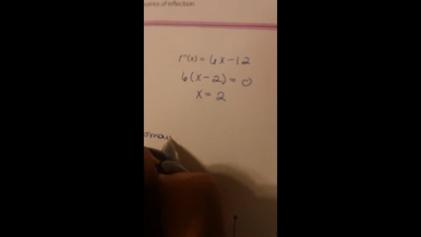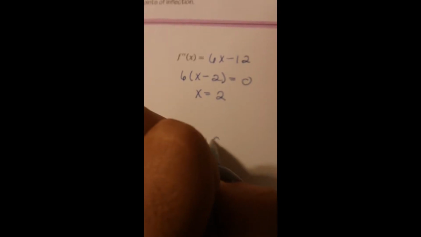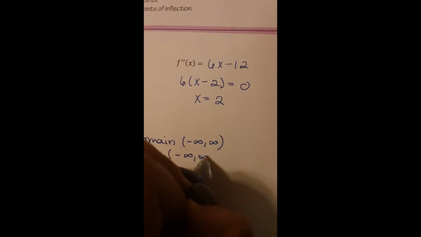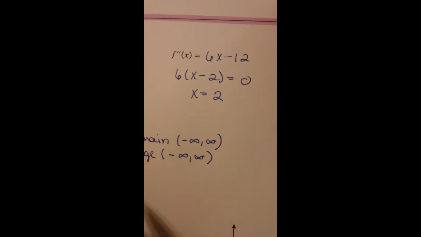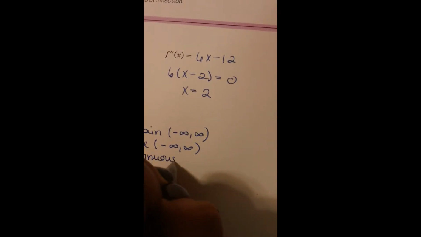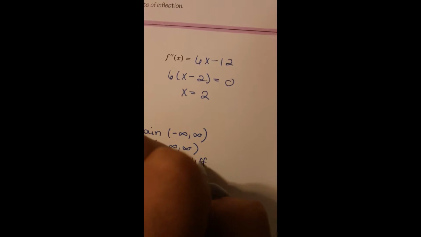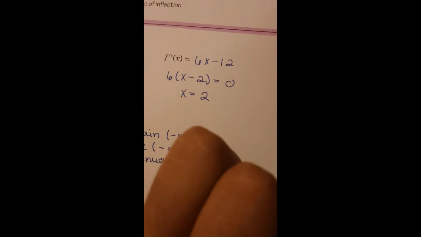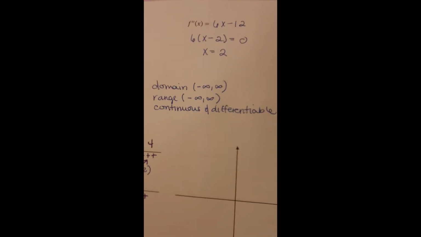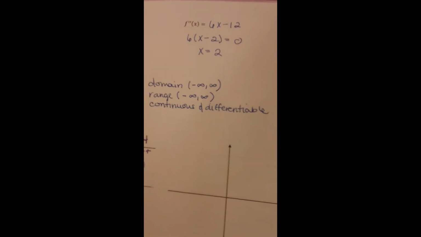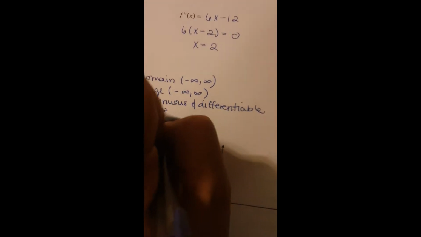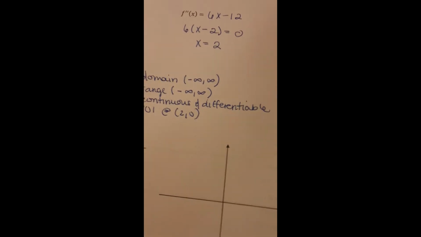We know the domain is from negative infinity to infinity. The range will also be from negative infinity to infinity. It is continuous and differentiable because it is a polynomial with no restrictions. And we have a point of inflection at 2, 0.